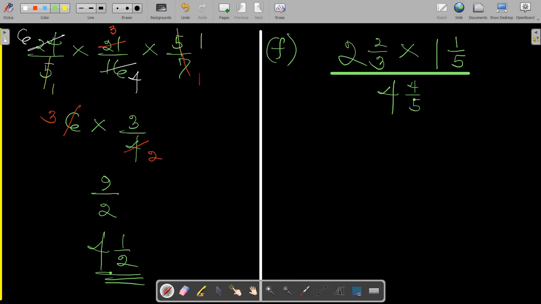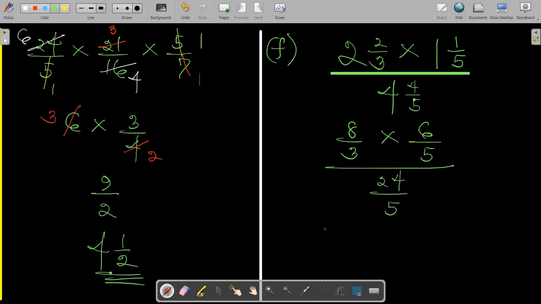So let's convert as usual. 3 times 2, we have 6. 6 plus 2, we have 8 over that same 3. Then 5 times 1 is 5, 5 plus 1, we have 6 over that same 5. Then 5 times 4 is 20, 20 plus 4, we have 24 over that same 5.